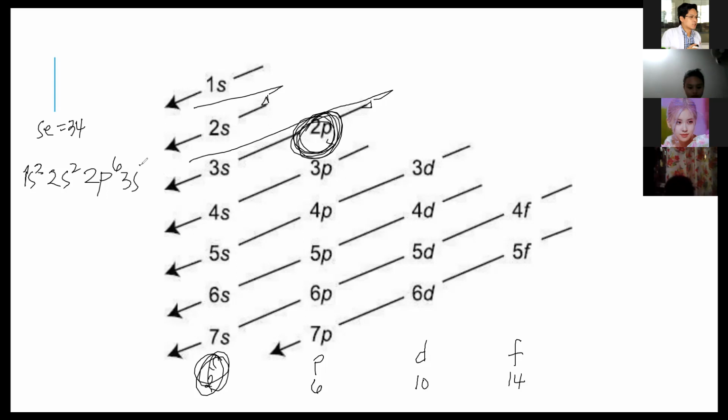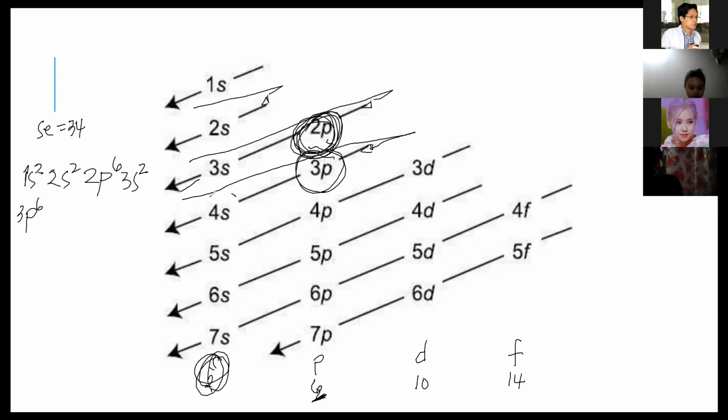3s, the maximum number of electrons is 2 because we are still here. And how about this one? Going to 3p. Maximum number of electrons in p again. 6. We are still in the p. You follow the sequence. You follow the arrow. There is no 7 there. Okay, 3p6.